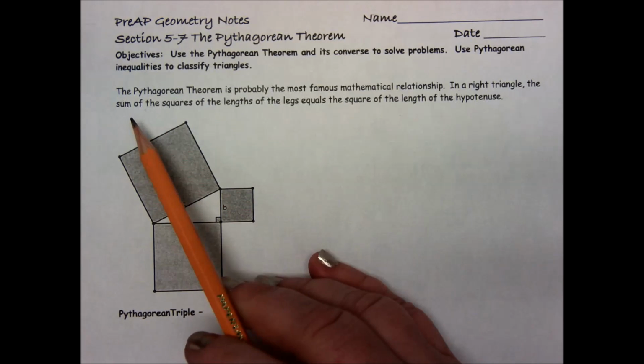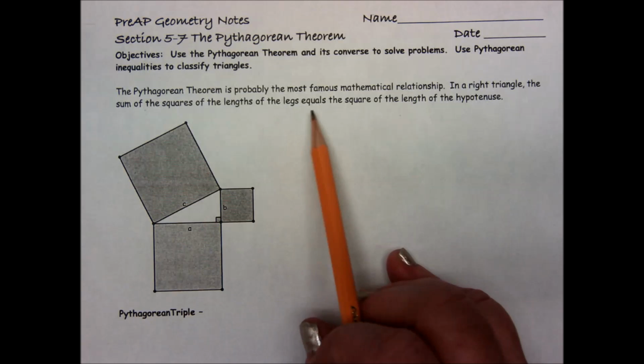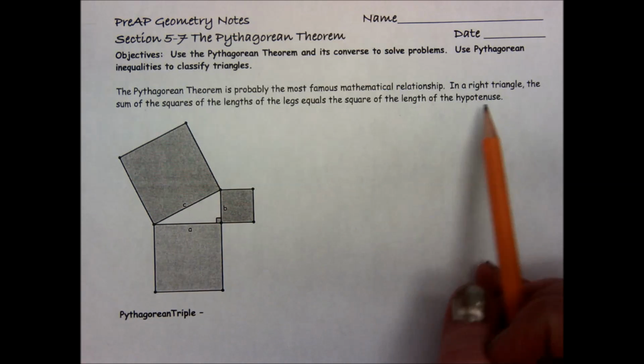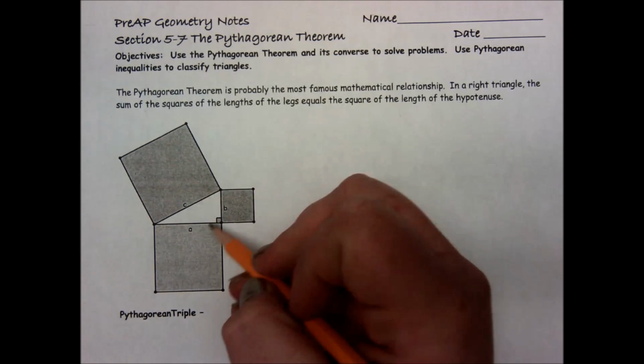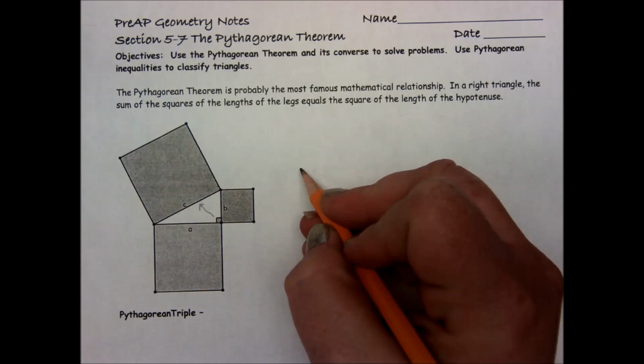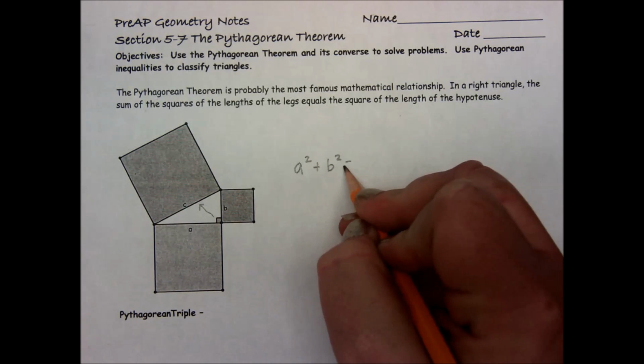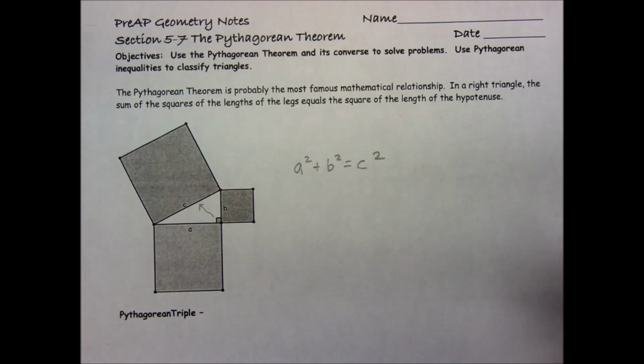In a right triangle, the sum of the squares of the lengths of the legs equals the square of the length of the hypotenuse. So remember, the hypotenuse is always the side that is across from the 90-degree angle. So in this case, a squared plus b squared is equal to c squared.